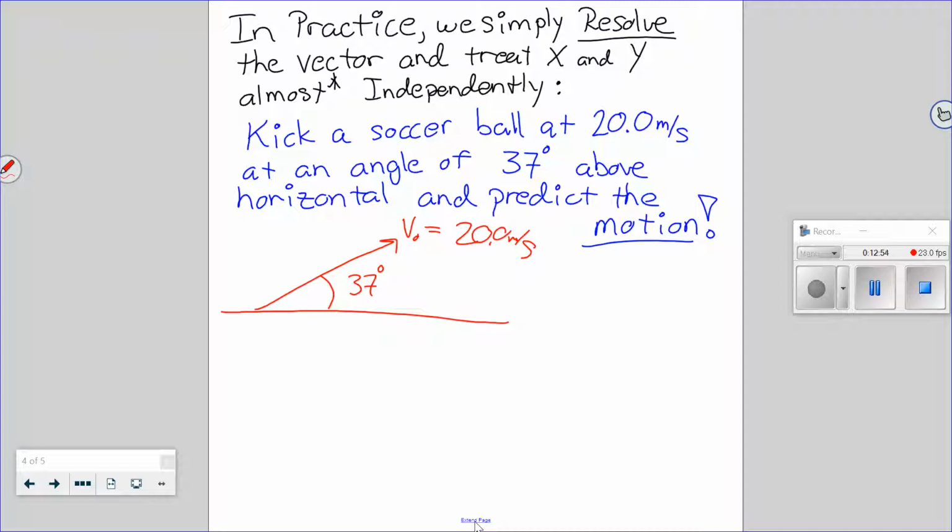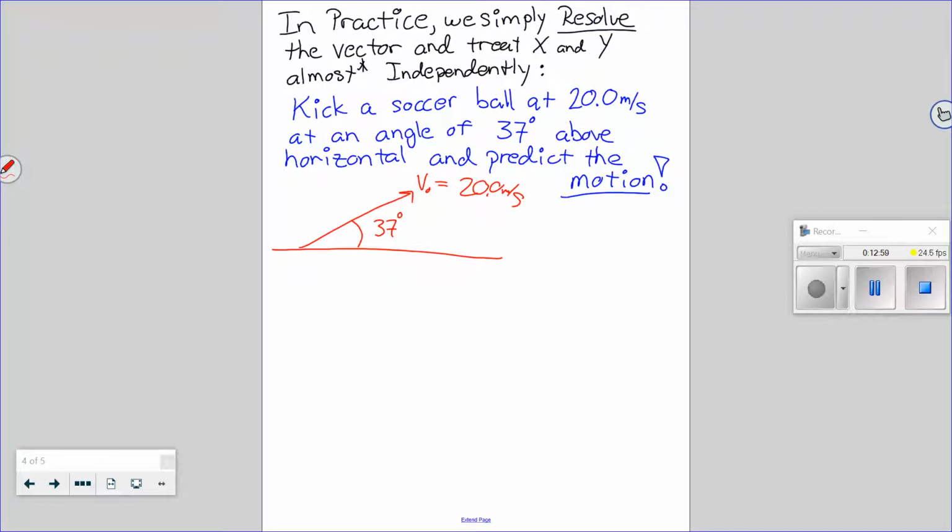Predict the motion. Okay, well all we have to do is say the velocity in the x direction, so I've got this vector, it's got magnitude of speed and direction, 37 above horizontal. So I just have to say v0 cosine of 37, and I mean 36.87 or something like that. What's the cosine? If it's 3, 4, 5, I think that's 16.